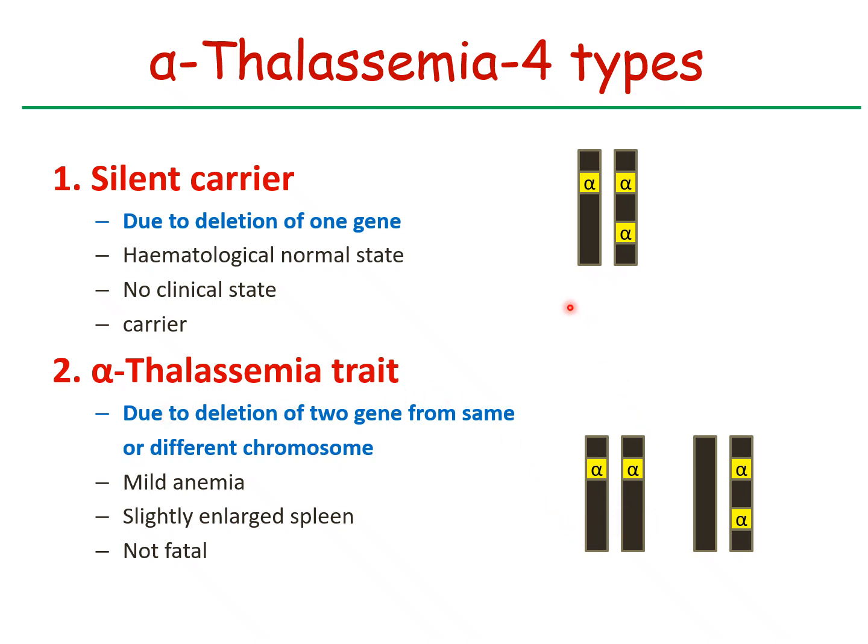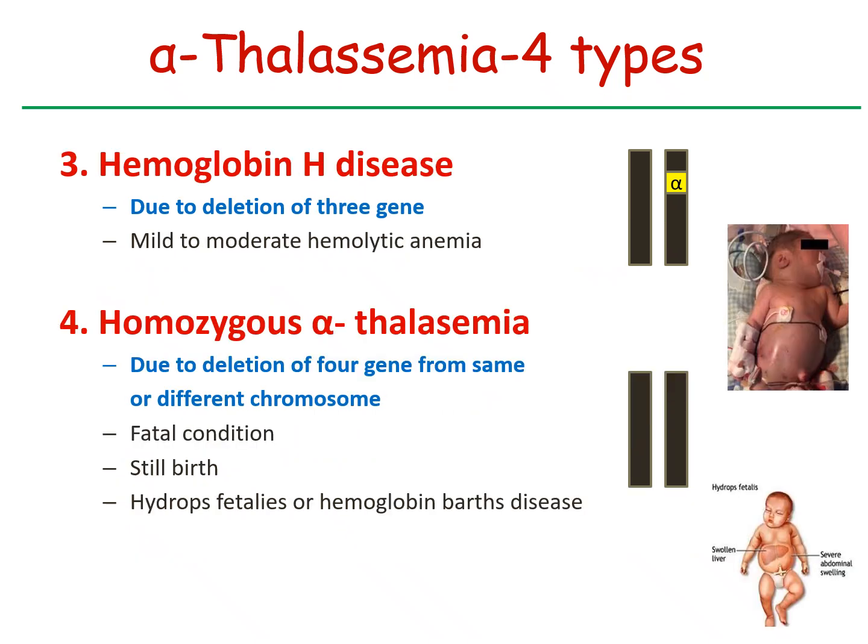Here, this diagram is very important. You should draw the diagram when we are asking about thalassemia. Due to deletion of two genes from the same or different chromosome, mild anemia happens, a slightly enlarged spleen, and it doesn't lead to fatality. Hemoglobin H disease: three subunits will be missing due to deletion of 3 genes. Mild to moderate hemolytic anemia happens. So here I have shown the picture, protrusion or enlargement of the spleen.